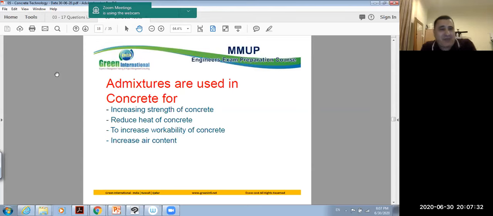Admixtures are used in concrete for increasing strength, reducing heat, and increasing workability. Admixtures have a lot of features. In any project specification, when we have a particular admixture, we already specify what type of admixtures and what type of features they will give. Go to your specification and you will find all the particular admixtures. Anyone who has a project right now working on a site, go to the contract documents and the specification, and go through it. You will gain a lot of knowledge related to every type of material.